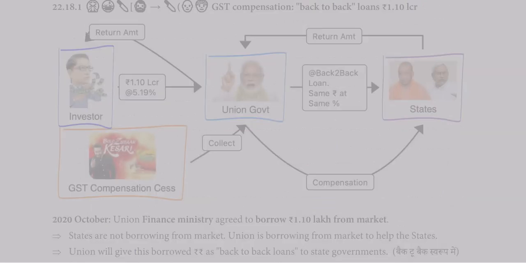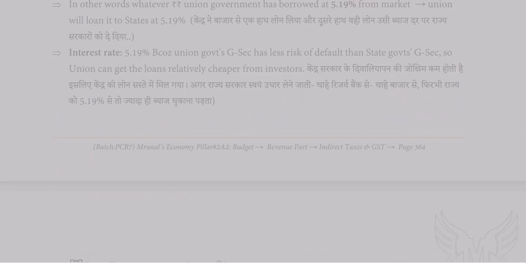22.18.1 GST compensation, back-to-back loans of 1.10 lakh crore rupees. In October 2020, the Union Finance Ministry agreed to borrow 1.10 lakh crore rupees from the market. States are not borrowing from the market. The Union is borrowing from the market to help the states. The Union will give this borrowed money as back-to-back loans to state governments. In other words, whatever the Union government has borrowed at 5.19% from the market, the Union will loan to states at 5.19%.